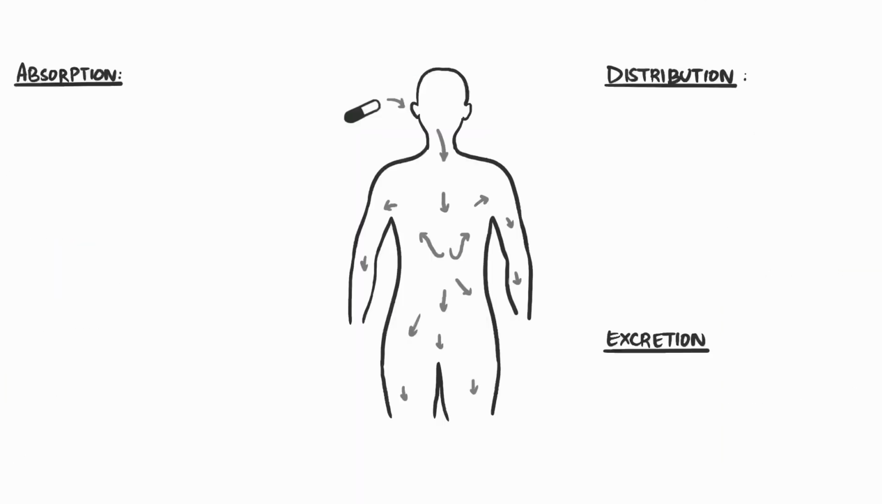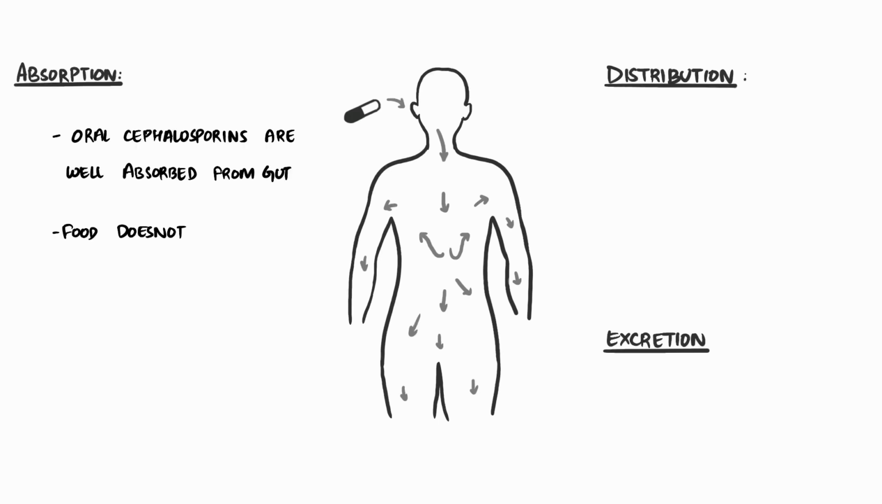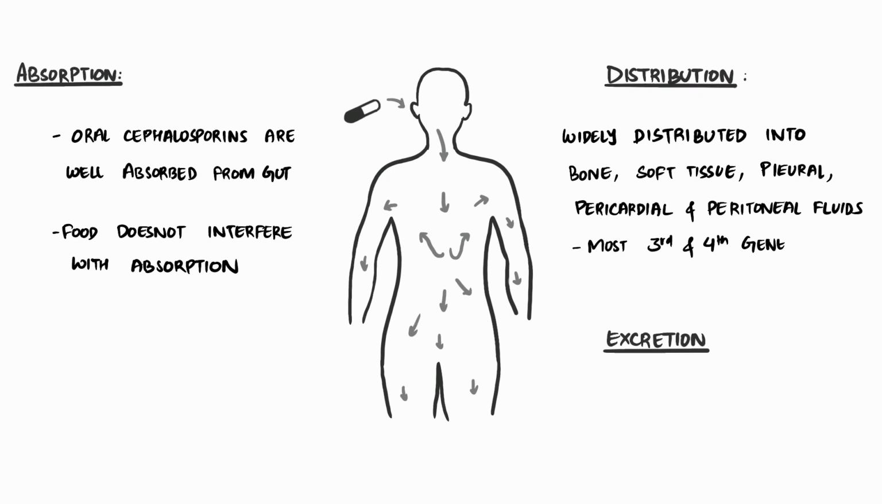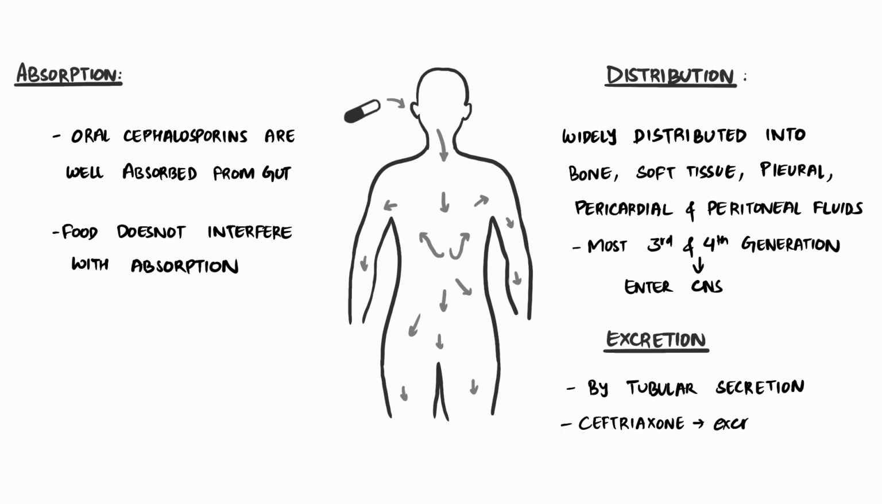Now let's look at the pharmacokinetics. Absorption: oral cephalosporins are well absorbed from the gut and food does not interfere with absorption. Distribution: they're widely distributed into bone, soft tissue, pleural, pericardial, and peritoneal fluids. Most third and fourth generation cephalosporins enter the central nervous system. Excretion occurs by tubular secretion, whereas ceftriaxone is mainly excreted in bile. Hence, no dose adjustment is required for renal impairment.